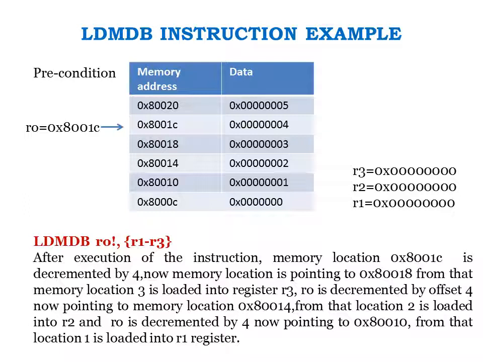So from that location onwards, a block of data has been moved to the registers. From 80018, 3 is moved into the register R3. Again by 4 bytes, the memory location is decremented. Now it is pointing to 80014. From that location 2 is loaded into the register R2, and again it is decremented by 4. Now it is pointing to 80010. From that location 1 is loaded into the R1 register.